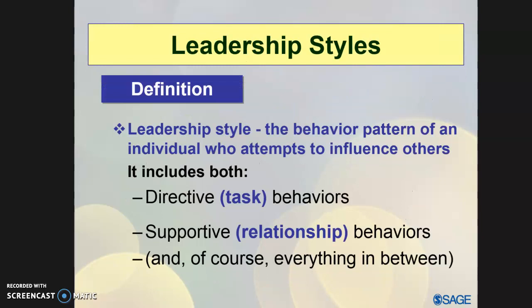The leadership styles are broken up really into two main behaviors: directive and supportive. In the previous chapter, it was called task and relationship. So what? It's just a repackaging. It's the same stuff, just with different terms. And of course, there's everything in between. We may not be totally directive or totally supportive.